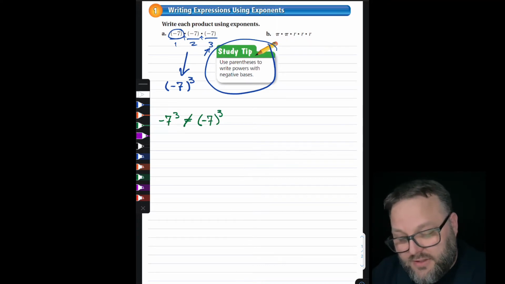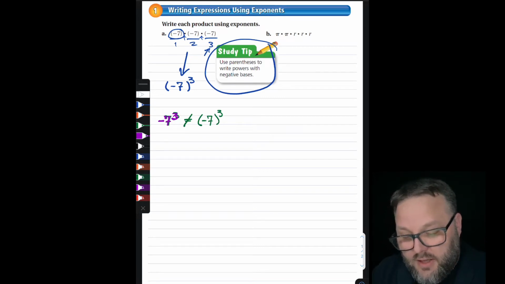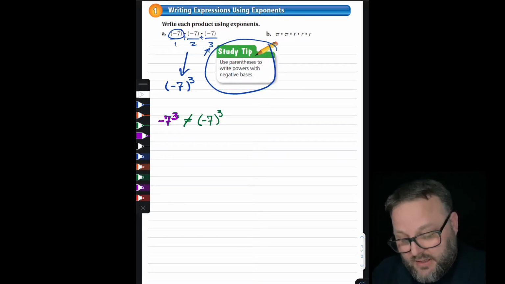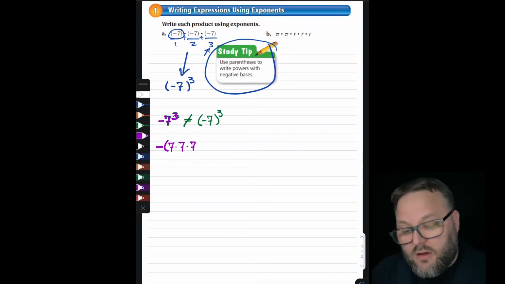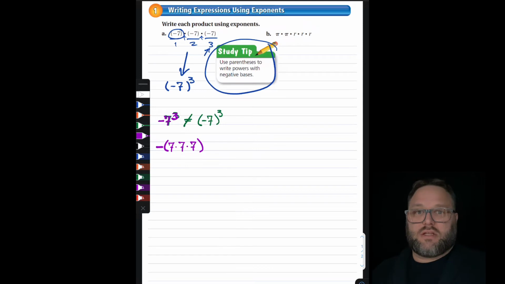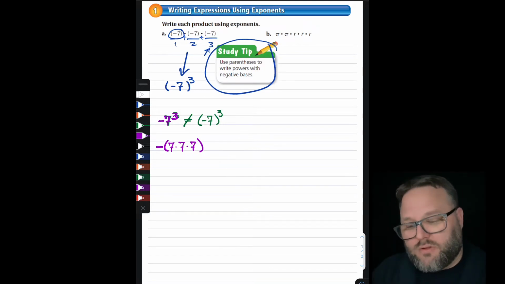So if I change this color to my purplish, and I just trace over it, I'm going to take a moment to really try to illustrate this. -7 to the third is -7 times 7 times 7. In other words, the negative actually belongs to the answer. It was just given to the 7 because we haven't multiplied it all out.